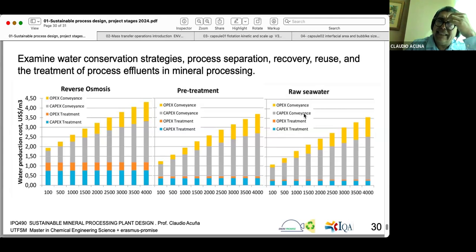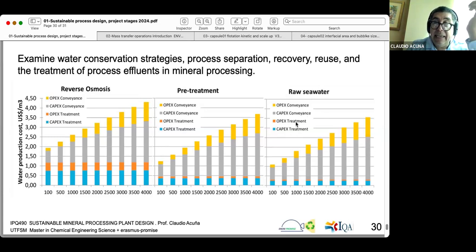Okay, sorry. Raw seawater, it can be done. Actually, the Centinela mine in Chile uses seawater. The only problem is the presence of chlorine. It will corrode the material, and it will generate a lot of microorganisms. So it was a bad idea.